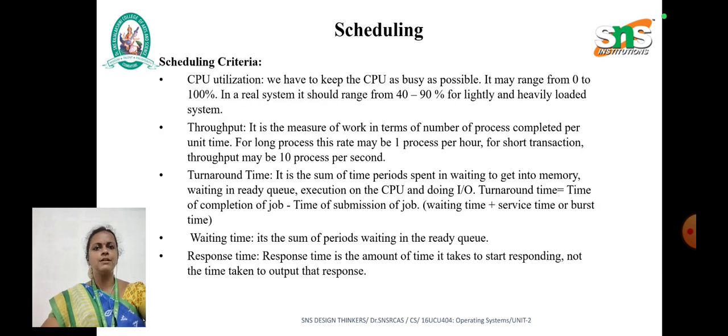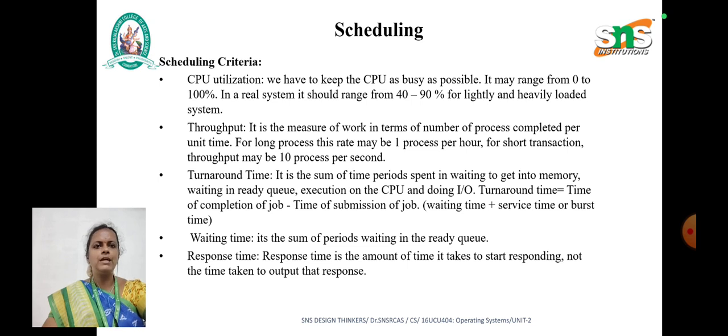Let us see about the criteria for scheduling. CPU utilization is the main thing, and then throughput, turnaround time, waiting time, and response time. These are the main scheduling criteria. Let us see them one by one. First one is CPU utilization.